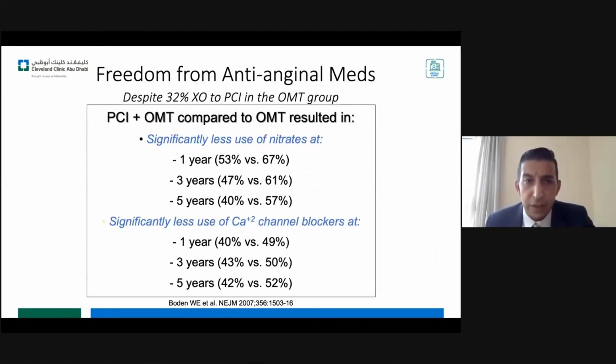PCI does relieve angina and improves patients' freedom from anti-anginal medications. This is from the COURAGE trial, showing that PCI combined with medical therapy reduced patients' use of nitrates, significantly reduced their use of calcium channel blockers, and this is despite about a third of patients crossing over to PCI in the optimal medical therapy group.